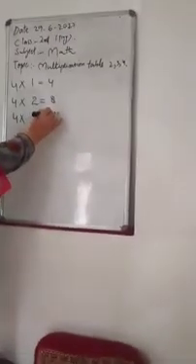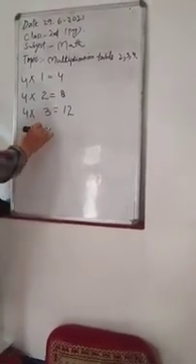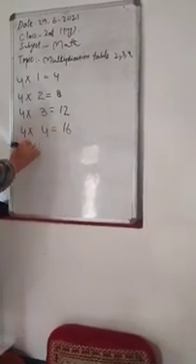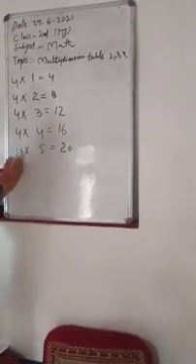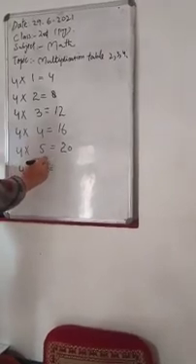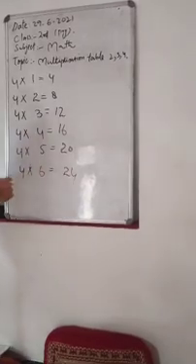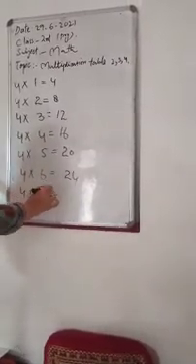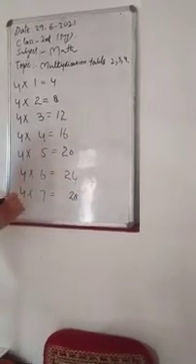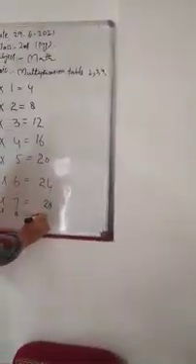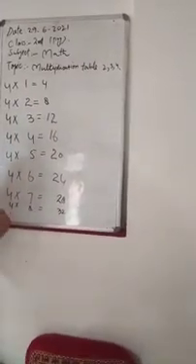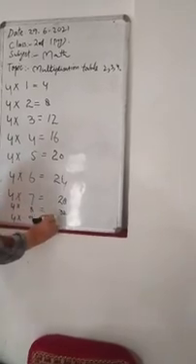4 2s are 8, 4 3s are 12, 4 4s are 16, 4 5s are 20, 4 6s are 24, 4 7s are 28, 4 8s are 32, 4 9s are 36.